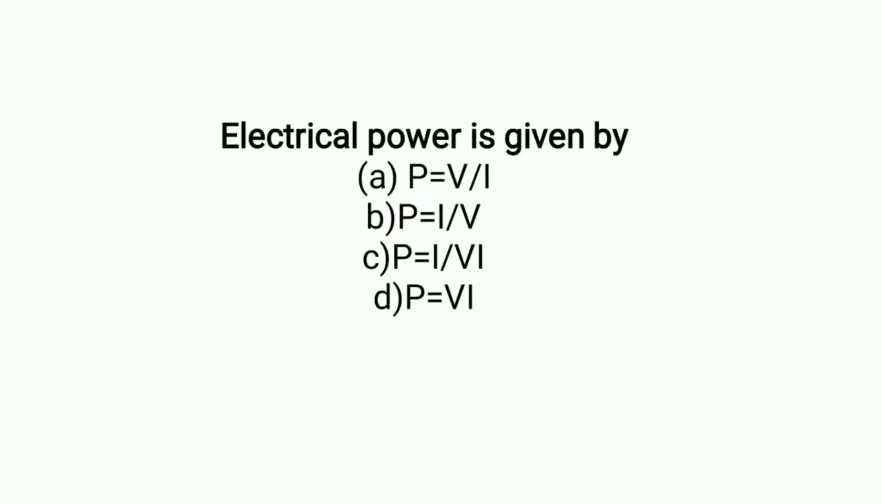Next question. Electric power is given by: option A, P is equal to V divided by I; option B, P is equal to I divided by V; option C, P is equal to I divided by V into I; option D, P is equal to V into I. See, here the answer is option D, that is power is equal to voltage into current.